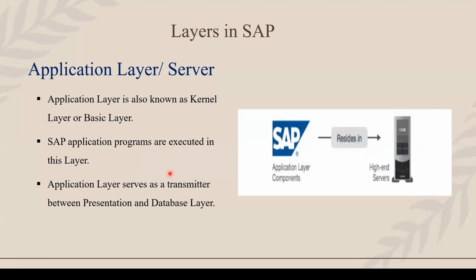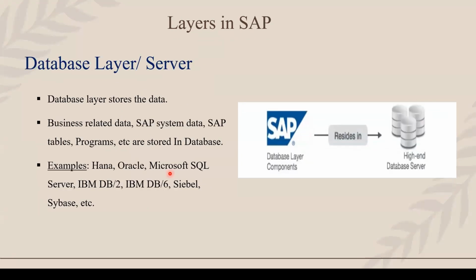And the next layer is the database layer. The database layer is used for storing the data as well as retrieving the data. So business related data, SAP system data, and the tables, programs, etc. are stored in this database. And there are examples of some databases where SAP works, like HANA, Oracle, Microsoft SQL, IBM DB2, IBM DB6, Siebel, Sybase, etc. I will show you some of the servers where SAP works.